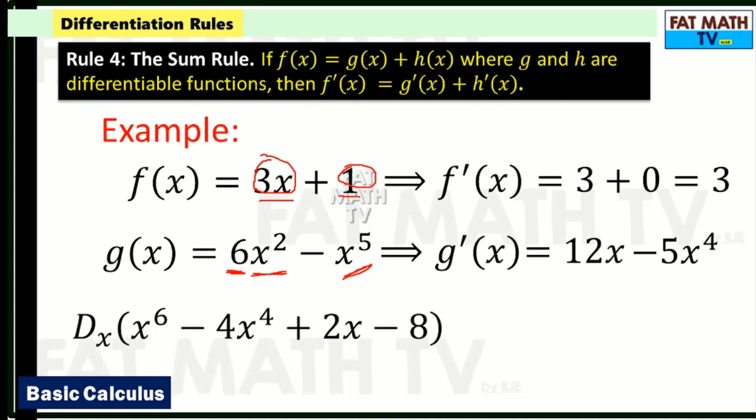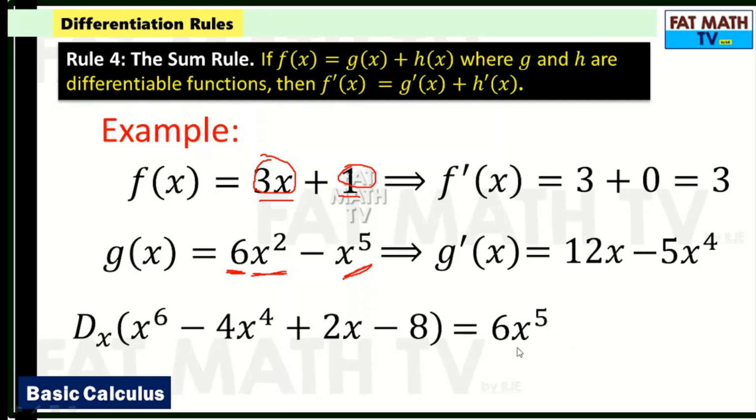How about this? We have four terms here: the derivative of x raised to 6 minus 4x raised to 4 plus 2x minus 8. So get the derivative of each term according to the sum rule. The derivative of x raised to 6, applying the power rule, is 6x raised to 5. The exponent 6 will be the coefficient, and subtract 1 from the exponent.